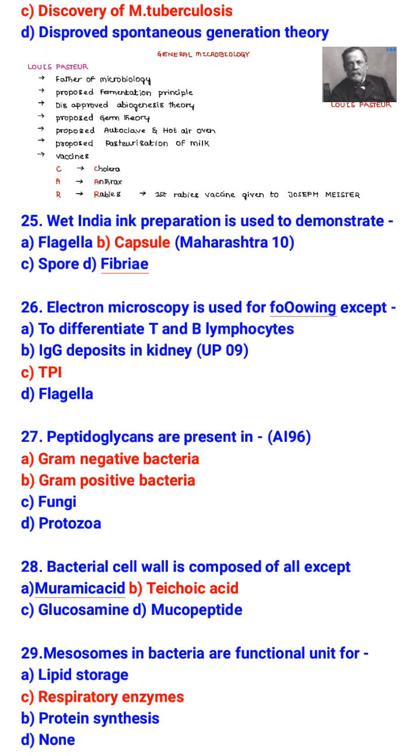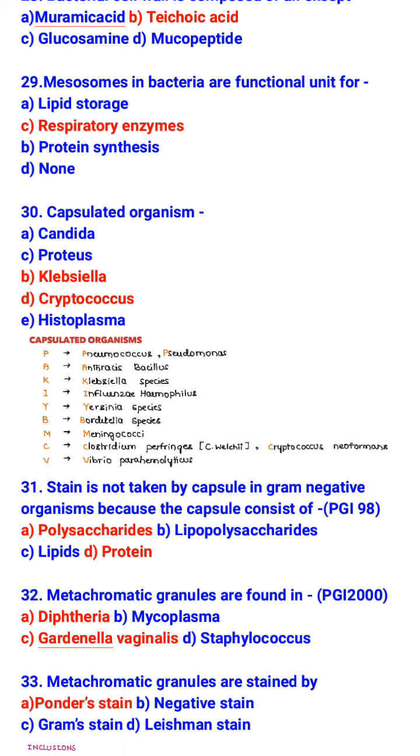So which are the capsulated organisms? Pneumococcus and Pseudomonas, Bacillus anthracis, Klebsiella species, Haemophilus influenzae, Yersinia species, Bordetella species, Meningococci, Clostridium perfringens, Cryptococcus neoformans and Vibrio parahaemolyticus. So you can remember it by PAKI YBMCV.